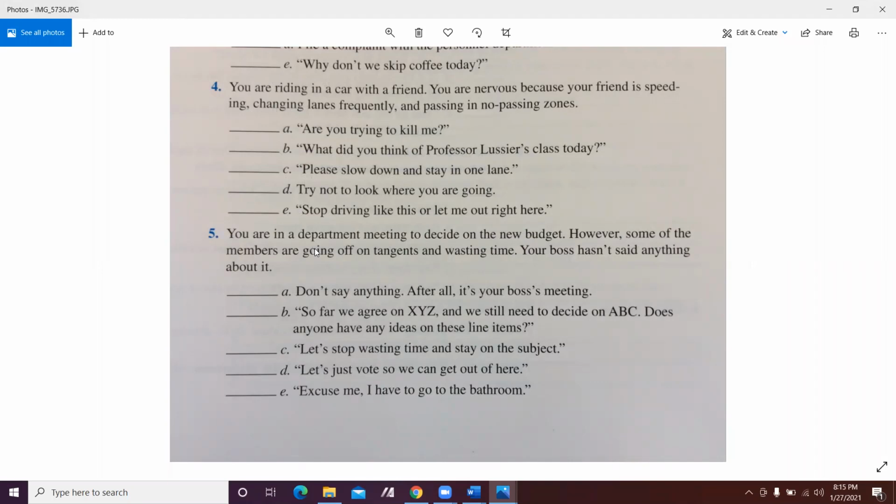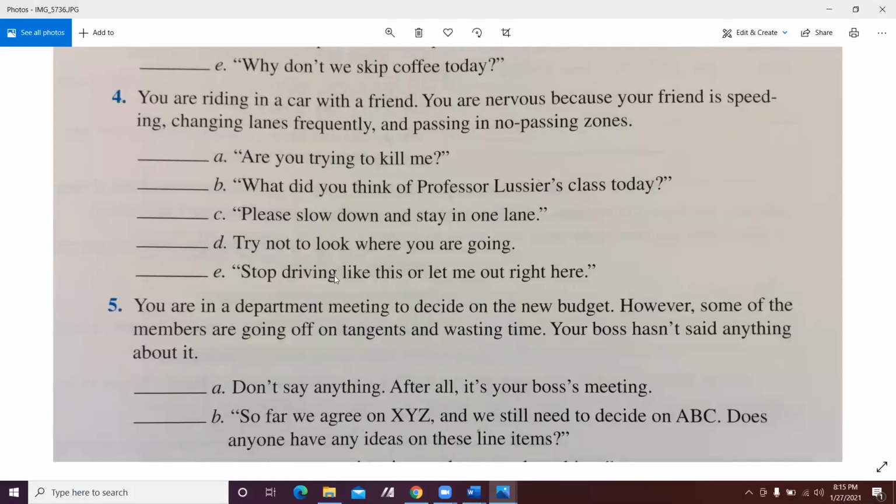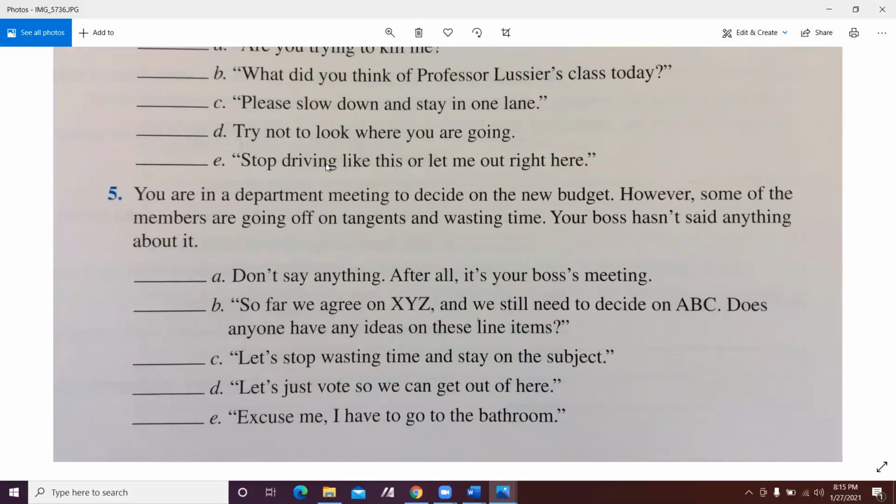Okay, now situation 5. You are in a department meeting to decide on the new budget. However, some of the members are going off on tangents, diverging, and wasting time. Your boss has not said anything about it.